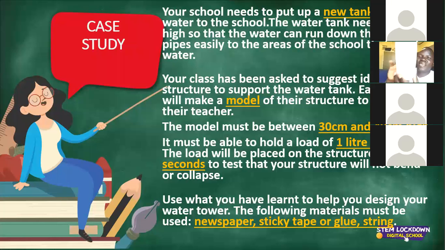We don't measure this one. This one is not important. Your structure must be up to here. If this container will be here, from here up to here will be 30 centimeters, or it can be between 30 and 40 centimeters. That's all. This one we don't count because it's only the tank of water. Did I answer you correctly?